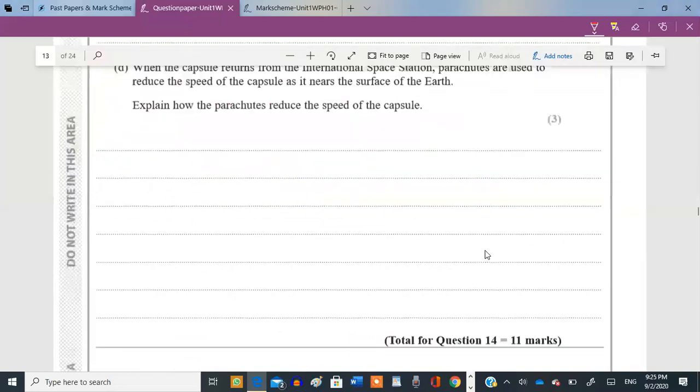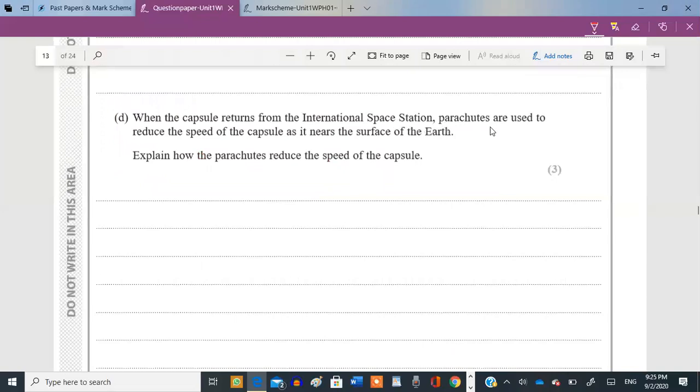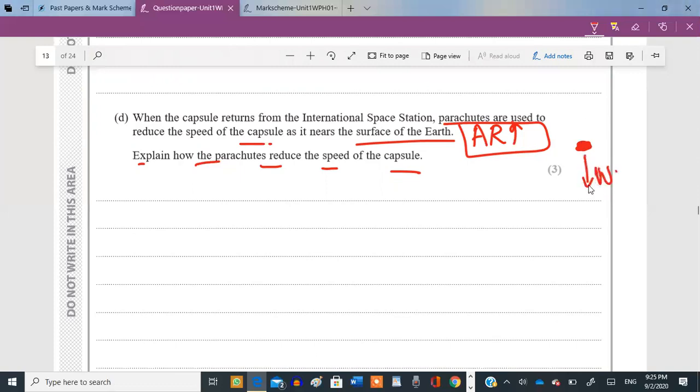Part D, when the capsule returns from the International Space Station, parachutes are used to reduce the speed of the capsule as it nears the surface of the Earth. Explain why parachutes reduce the speed of the capsule. Parachutes, what do they do? Do they increase the air resistance? Definitely, they increase the air resistance. Initially, while the rocket was coming down, it had some weight which was pulling it down. But now, if air resistance increases, then that means there is a net force upwards, right? If the air resistance increases and becomes more than the weight, then there would be a net force upwards.